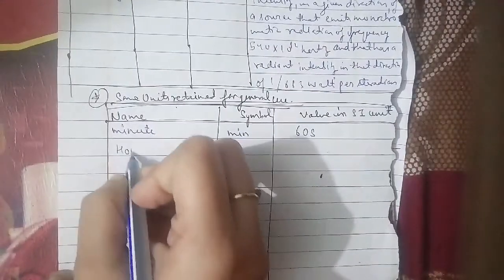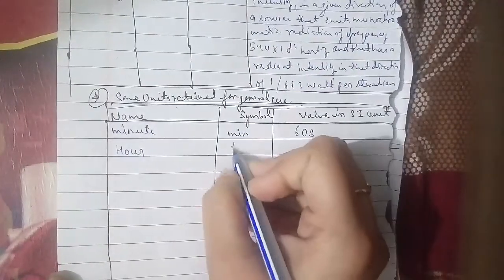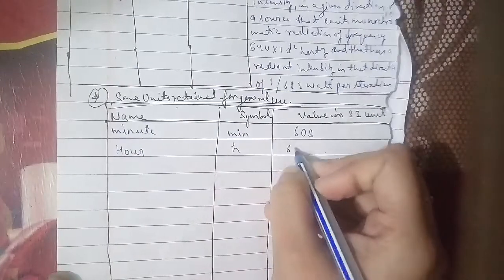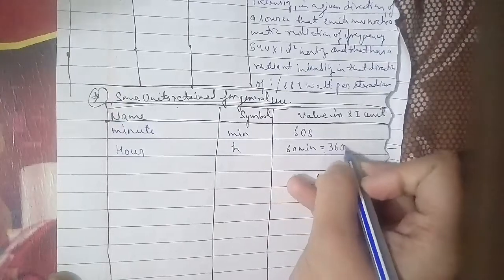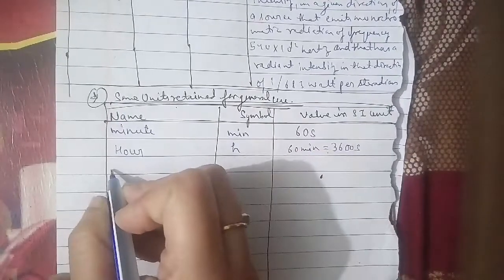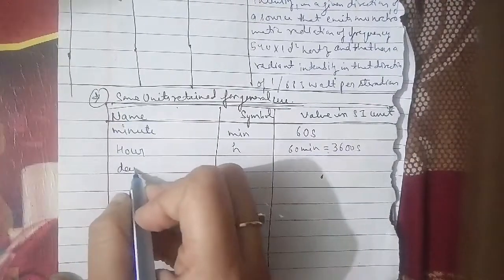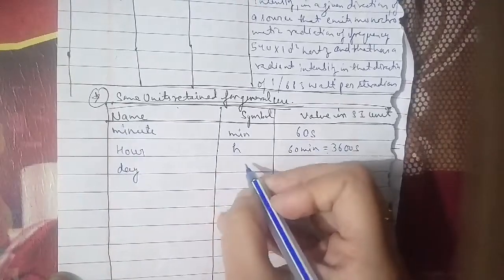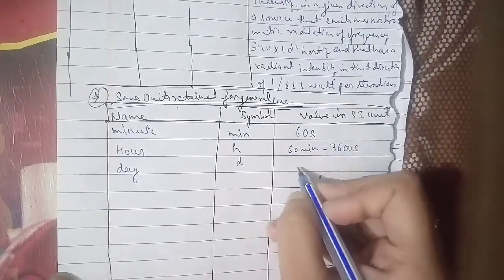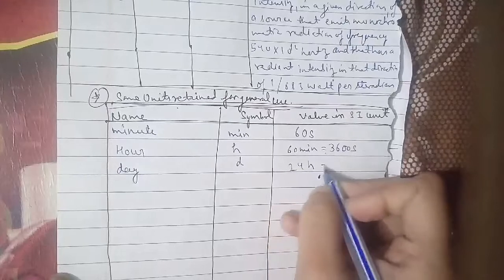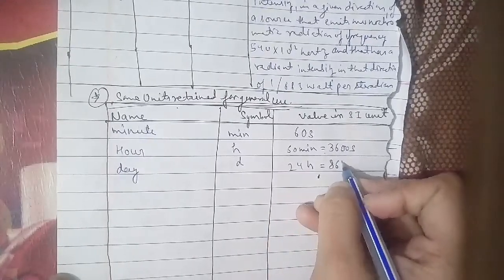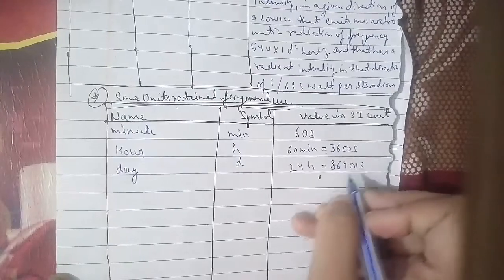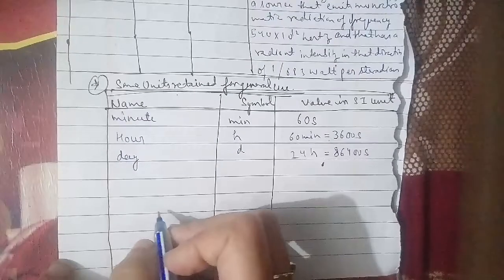Then we have hour, this is represented by h. We have 60 minutes equals 3600 seconds. Then we have your day, which is denoted by d. 24 hours is equal to 86,400 seconds.